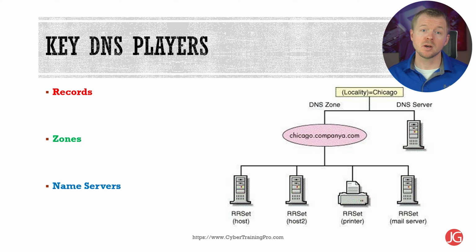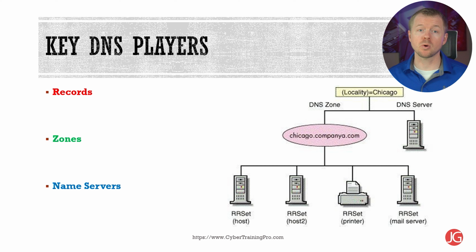When it comes to DNS, we know that there's three main players. Records, which attach a piece of data like an IP address to a name. We have zones, which are containers that hold all the records for a specific domain. We have name servers, which are software that responds to queries about DNS zones.